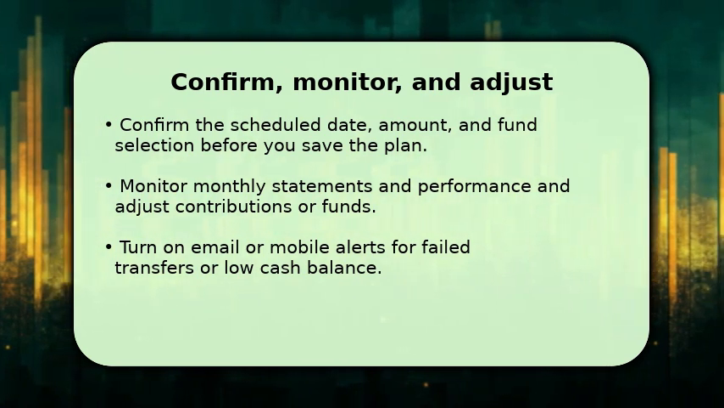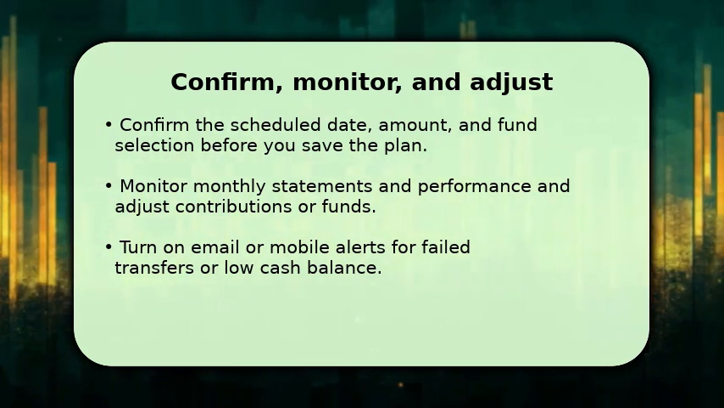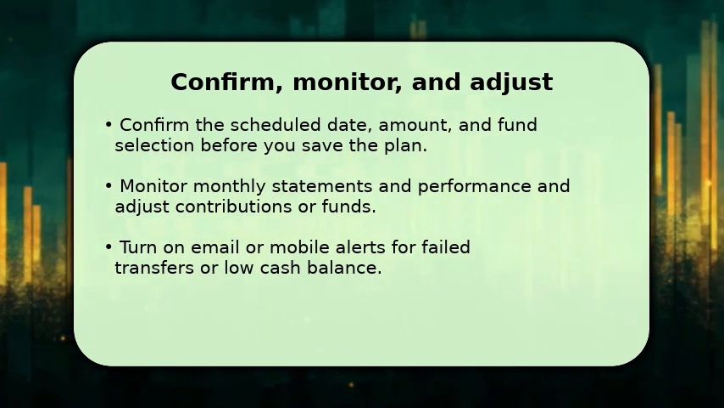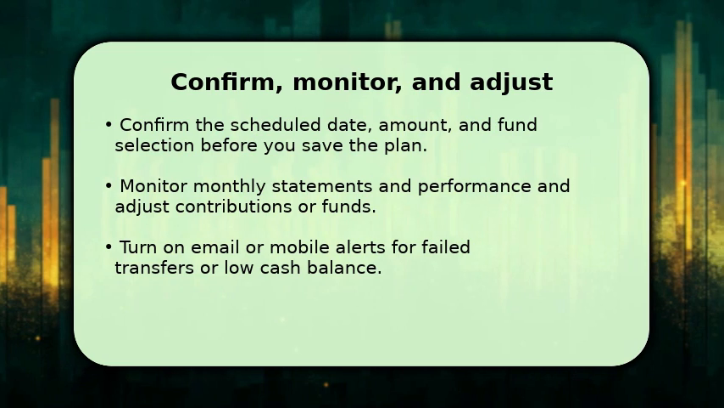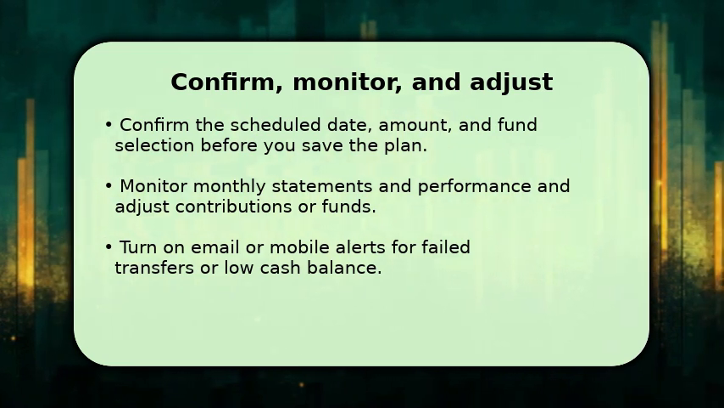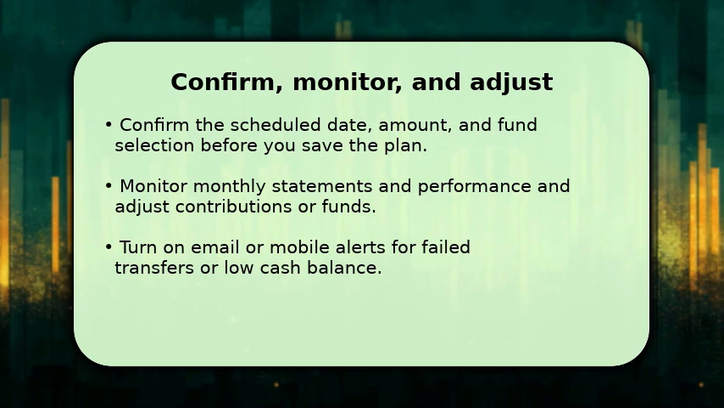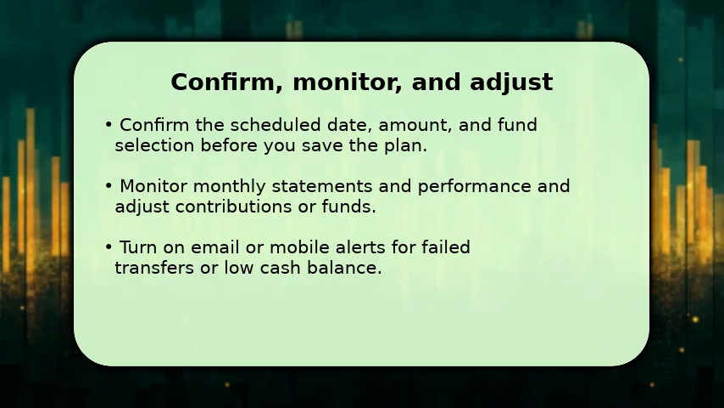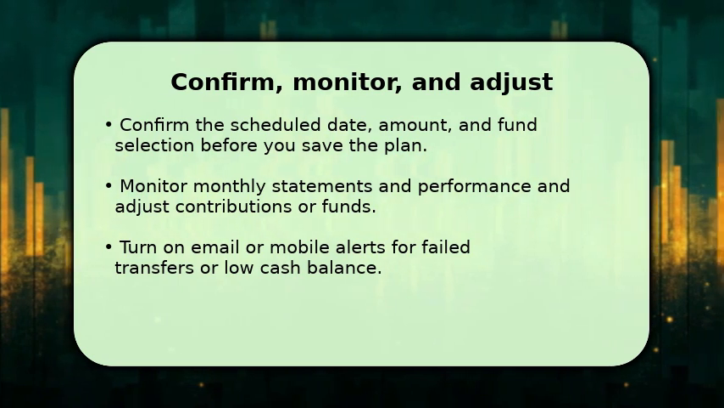Increase amounts gradually, such as a 1% raise every quarter or a set $5 boost. Turn on email or mobile alerts for failed transfers or low cash balance to avoid missed buys. If needed, pause or cancel automatic investments through the same Automatic Investments page, or change the bank linked to the plan.